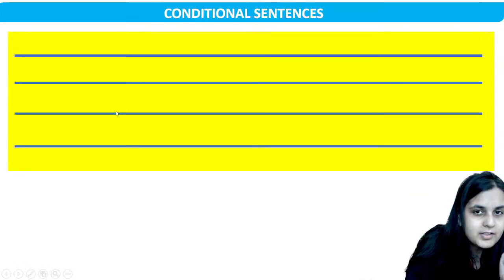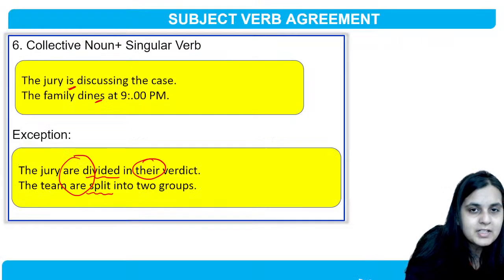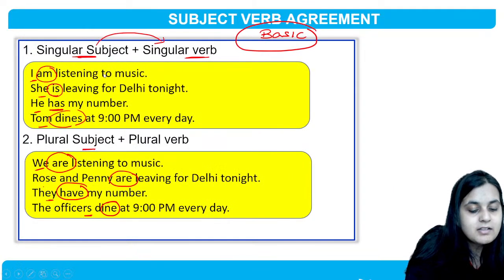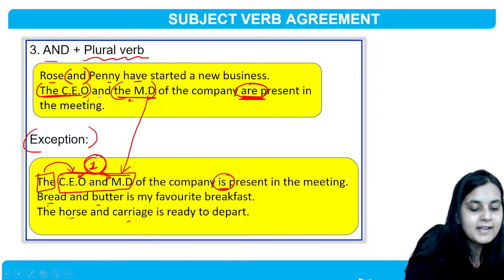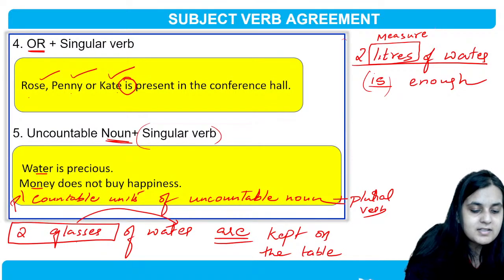Clear? Got it, guys? Subject verb agreement clear? एक बार रिफ्रेश कर लेते हैं. Singular subject takes a singular verb, plural subject takes a plural verb. And के साथ हम लोग plural verb use करेंगे unless you refer to the same unit or one person or one combined entity. Or takes a singular verb. Uncountable nouns are singular.